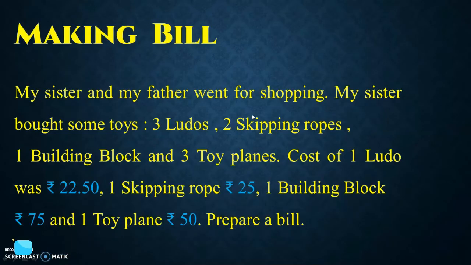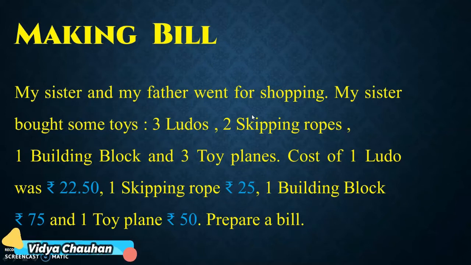So students, let us take a question from your book exercise in which you have to prepare the bill for the given conditions, that means for the purchasing. Now the question says, my sister and my father went for shopping. My sister bought some toys. And what are the toys she bought? 3 Ludos, 2 skipping ropes, 1 building block and 3 toy planes.